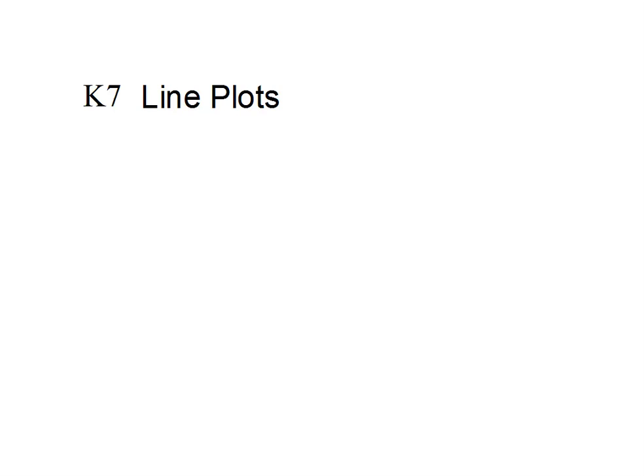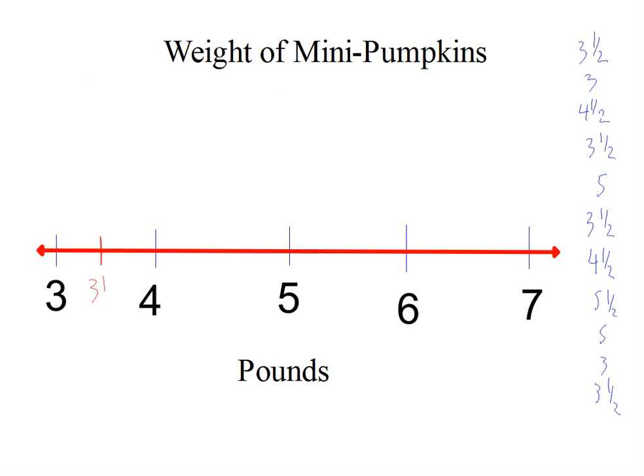This video will help me with reading and making line plots. So we're going to start out by making some. If I notice, I've got a title up here, weight of mini pumpkins. I have an x-axis that's labeled in pounds. Here are my mini pumpkins. This is my data. And you'll notice there are halves in these, so I need to come over and make sure that I have labeled these with halves in there.